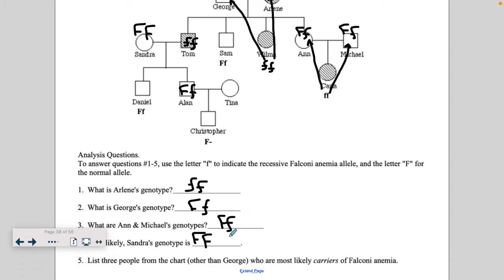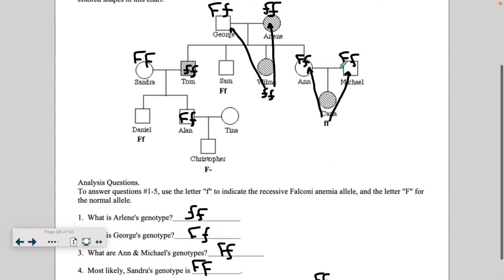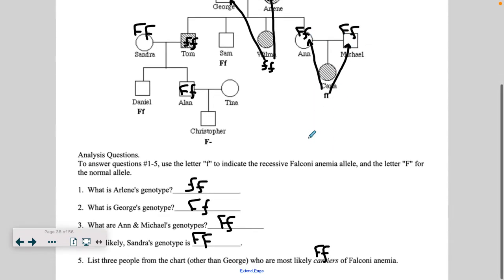List 3 people from the chart, other than George, who are most likely carriers of Fanconi anemia. Carriers means you're going to be big F, little f. So you can write down Anne and Michael and Alan and Sam, Daniel. So lots of people that you could list for big F, little f.